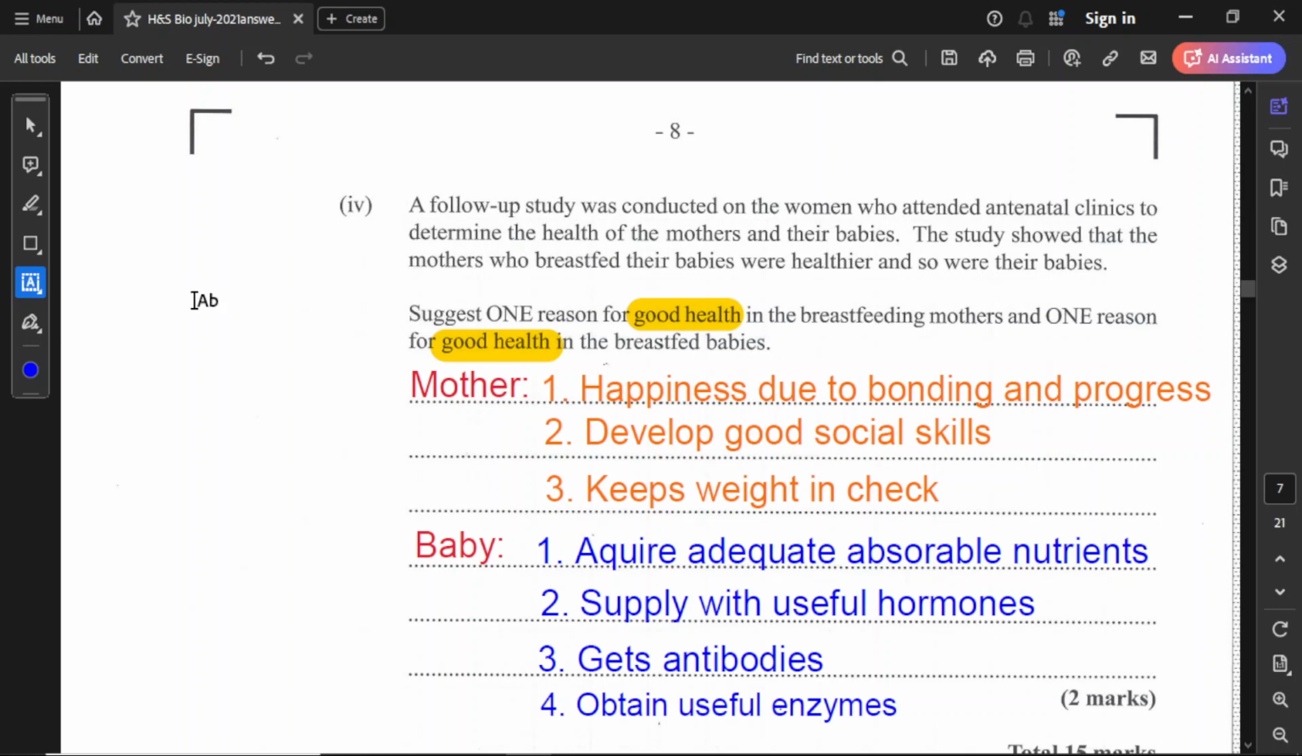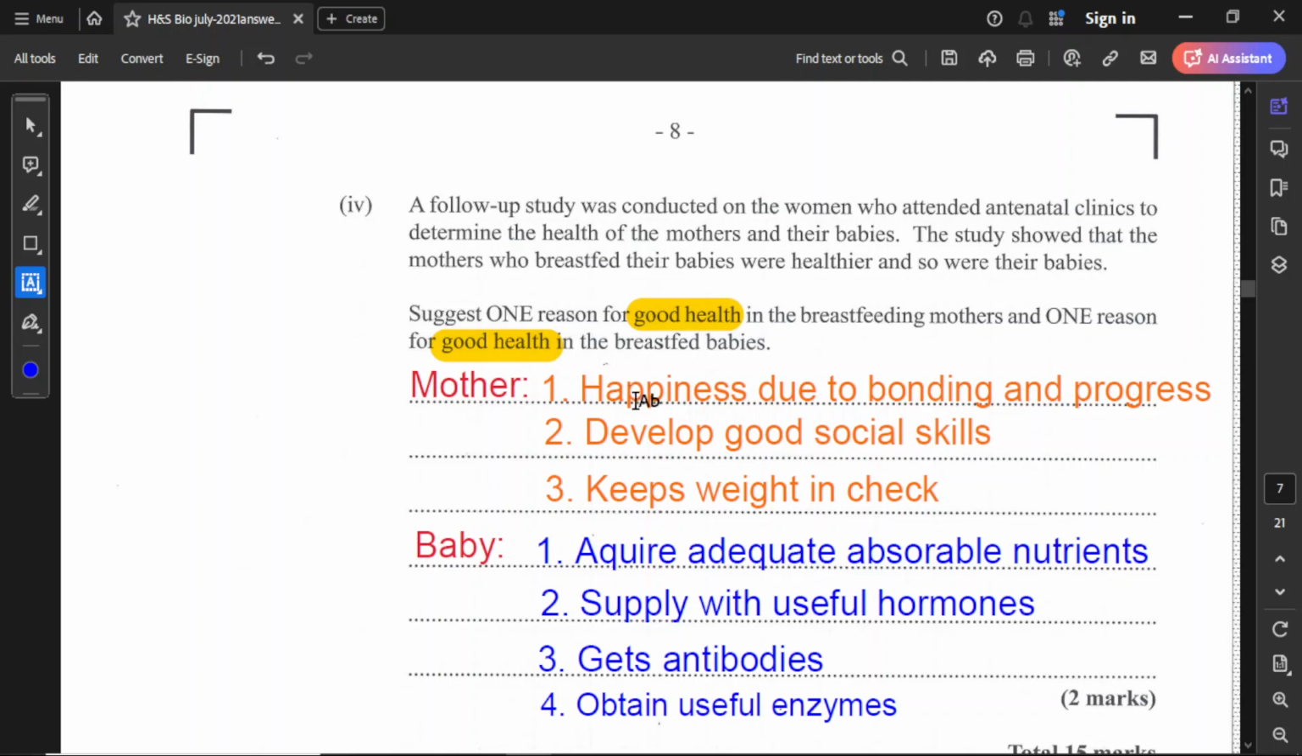All right, and so these are some of the things that I have here for the mother: happiness due to bonding and progress of the baby's development. The mother is happier, and of course, just to make a point here, because they say good health, I will emphasize that good health or health in general is not just a biological process or sickness. It has to do with your social, your mental, your physical, right? And of course, physical is also biological. So definitely happiness is a part of good health.